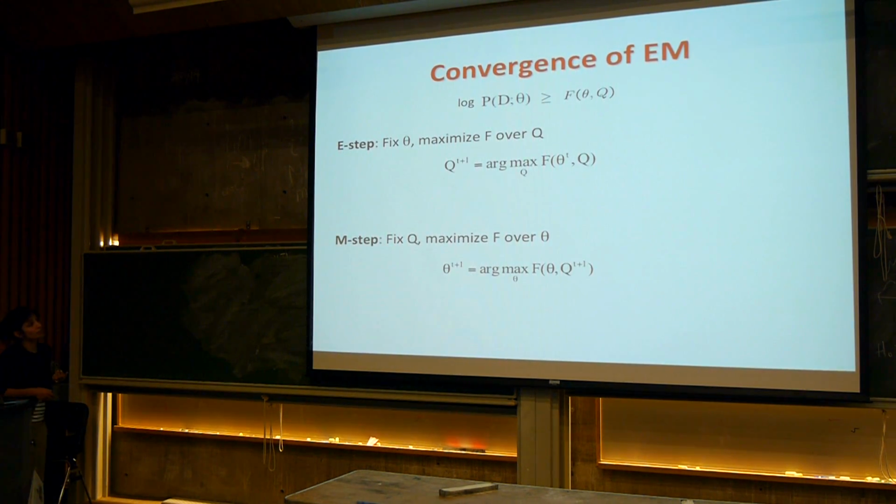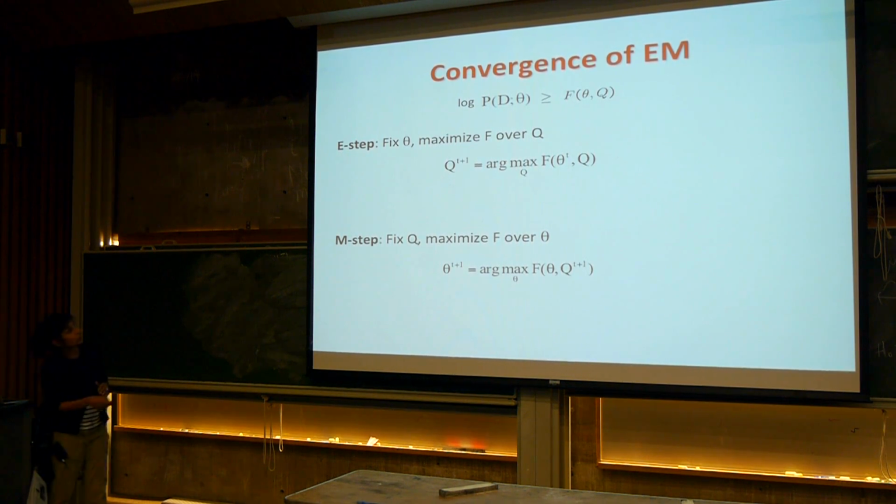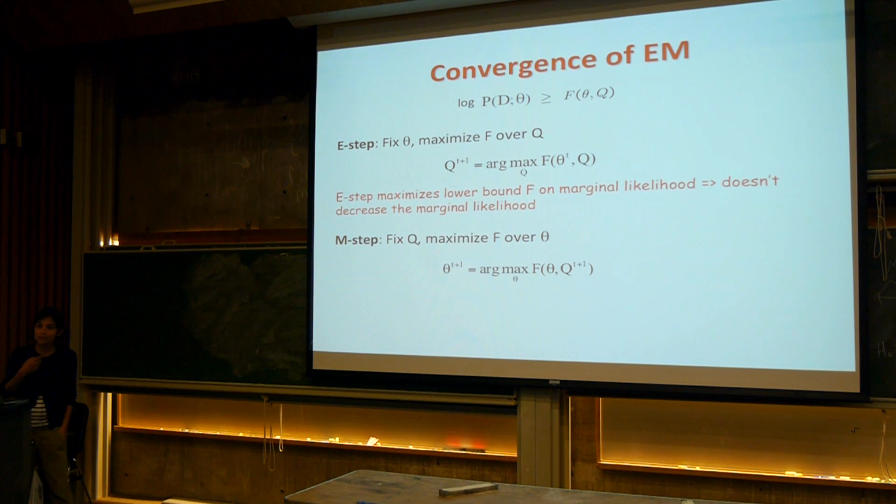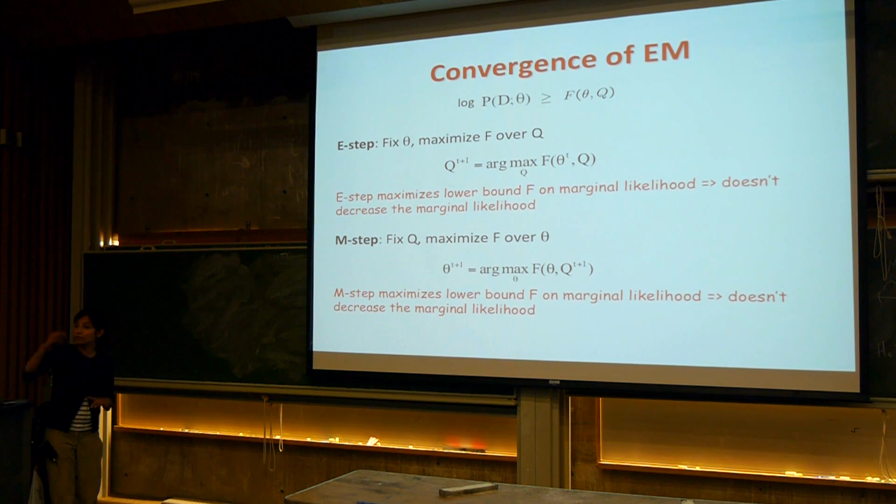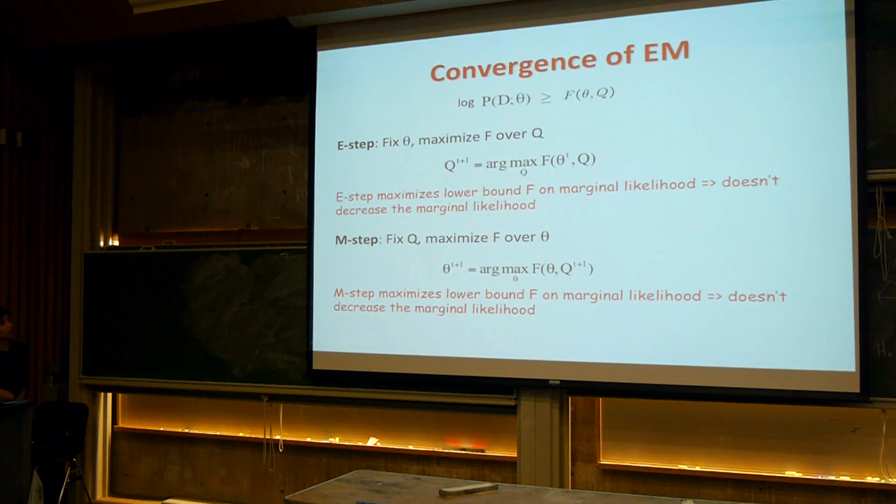All right, so why does this procedure converge, first of all, before we even get to what the E and the M steps look like? The E step is maximizing a lower bound on the marginal likelihood. So it never decreases the marginal likelihood because you're always maximizing a lower bound on it. Similarly, the M step is also maximizing a lower bound. So we expect that we'll never actually decrease the likelihood.